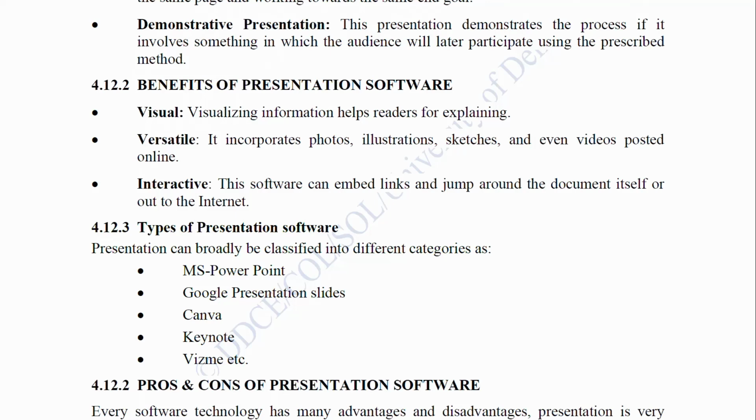4.12.3 Types of presentation software. Presentation software can broadly be classified into different categories as: first point, MS PowerPoint; next, Google Slides; next, Canva; next, Keynote; next and last is Visme, etc.